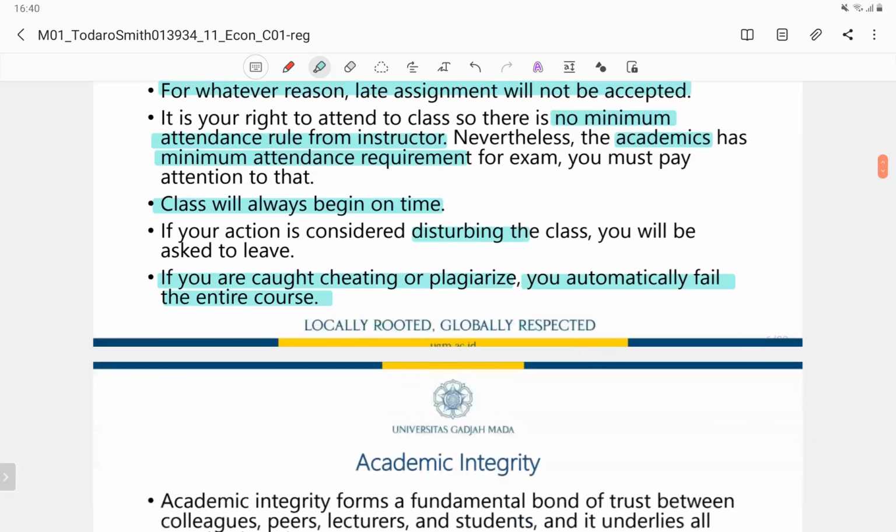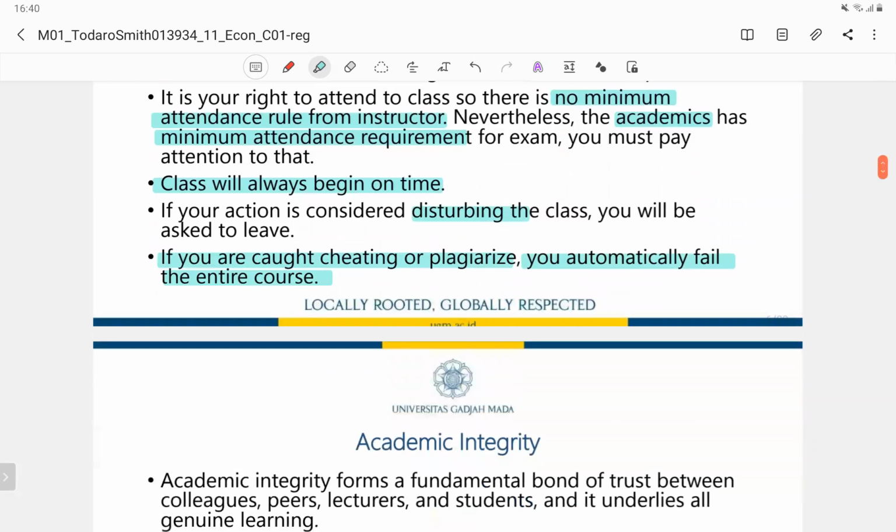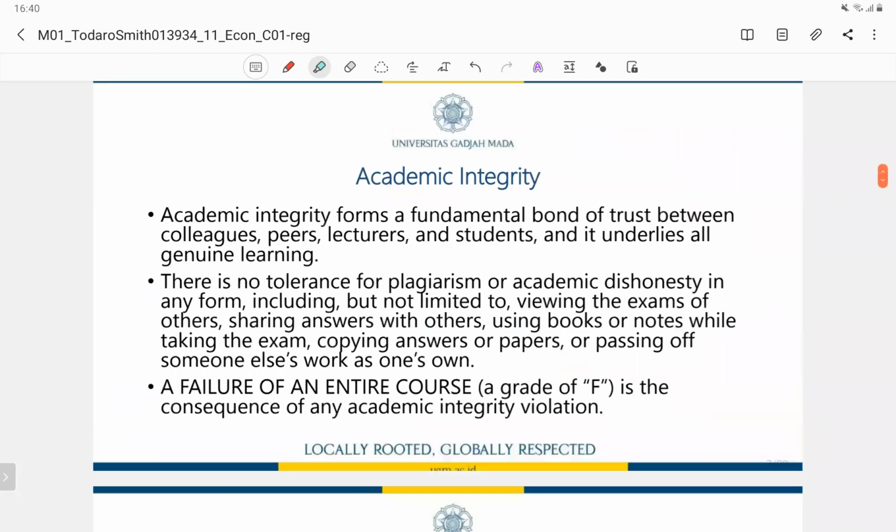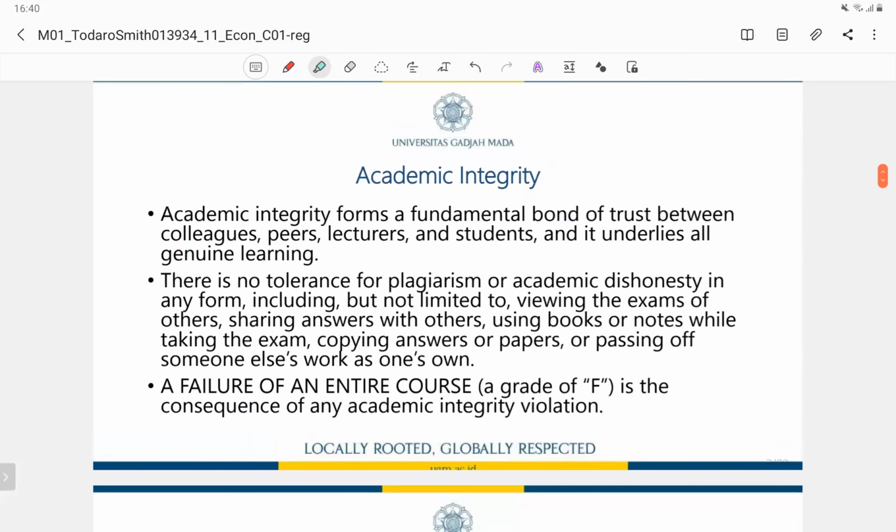Okay. Let's go to the academic integrity. I think you already know that from your MOS and from your anti-plagiarism training. So the main idea is if you cheat or you plagiarize, then you will fail. Failure of the entire course is the consequence of any academic integrity violation. Okay.